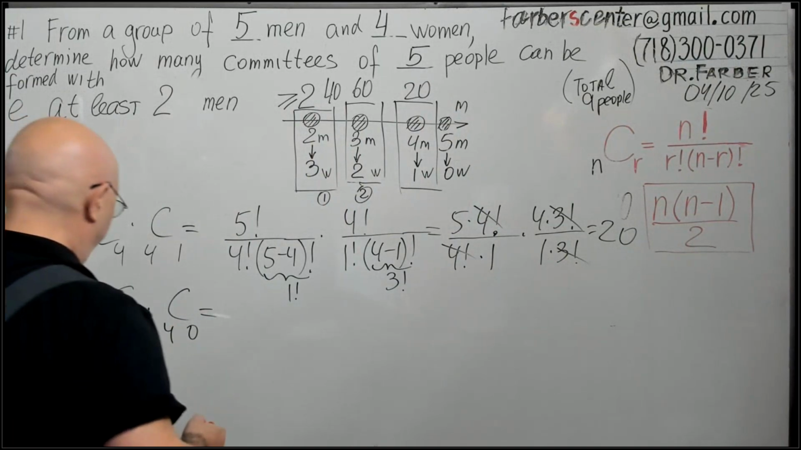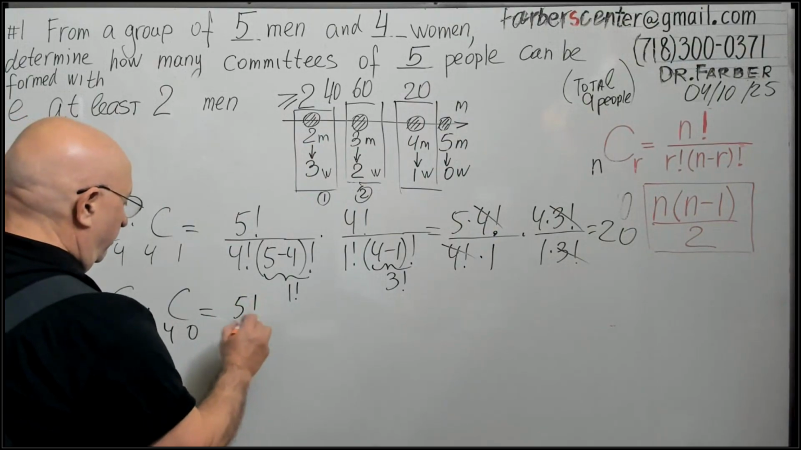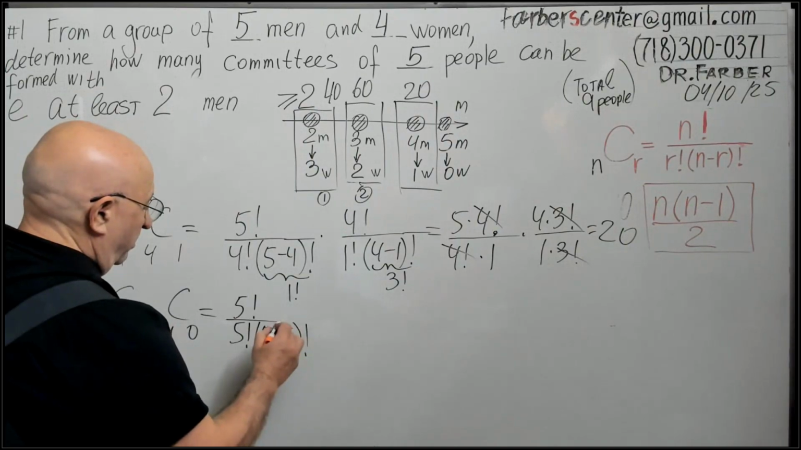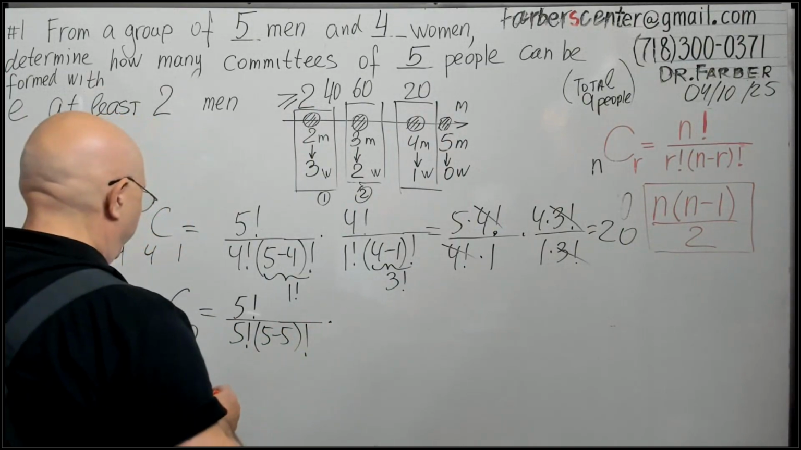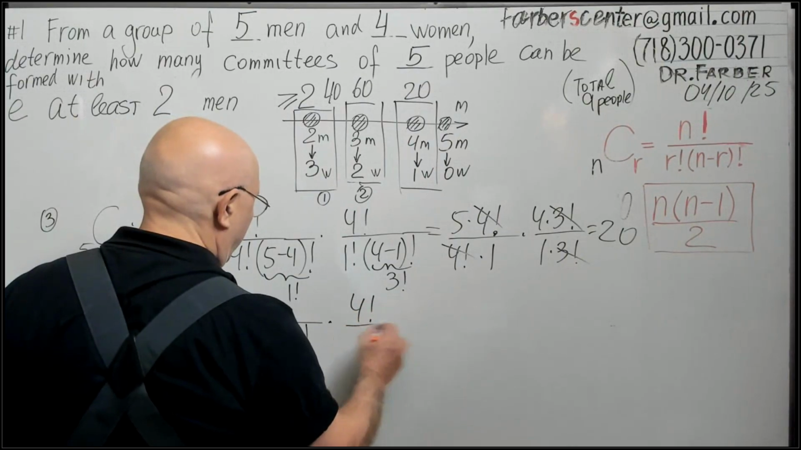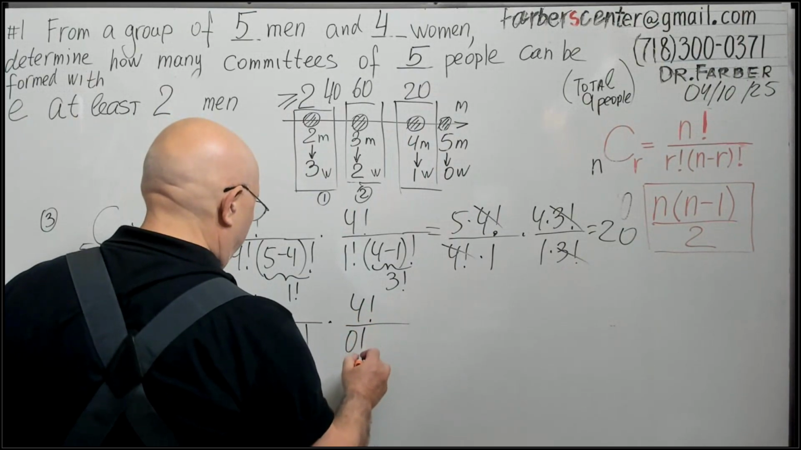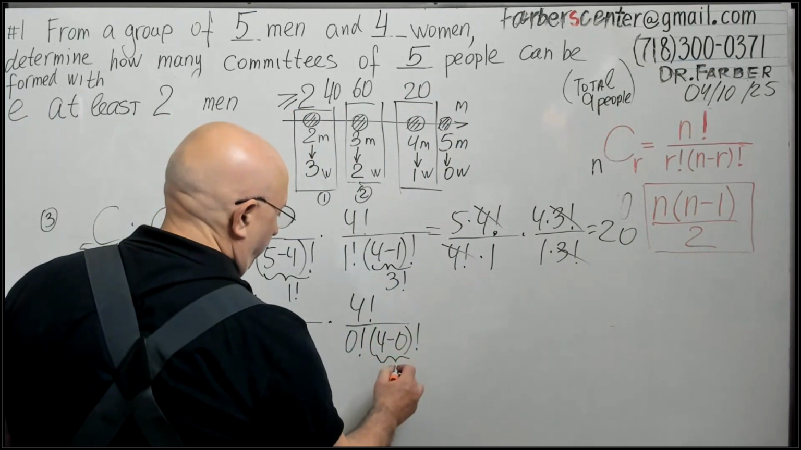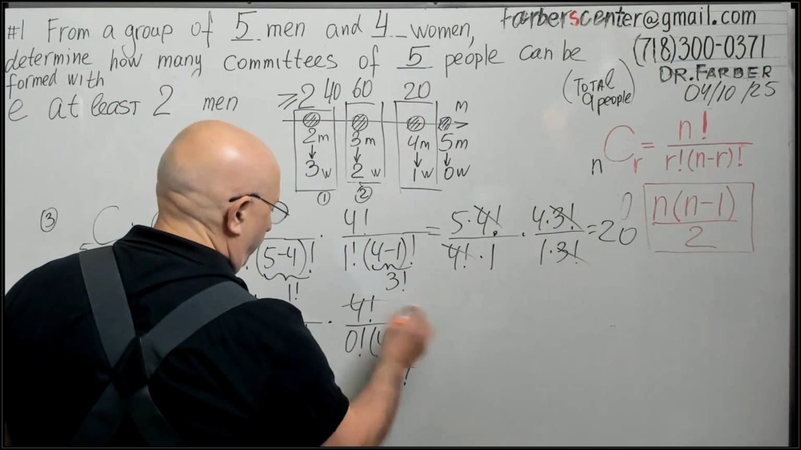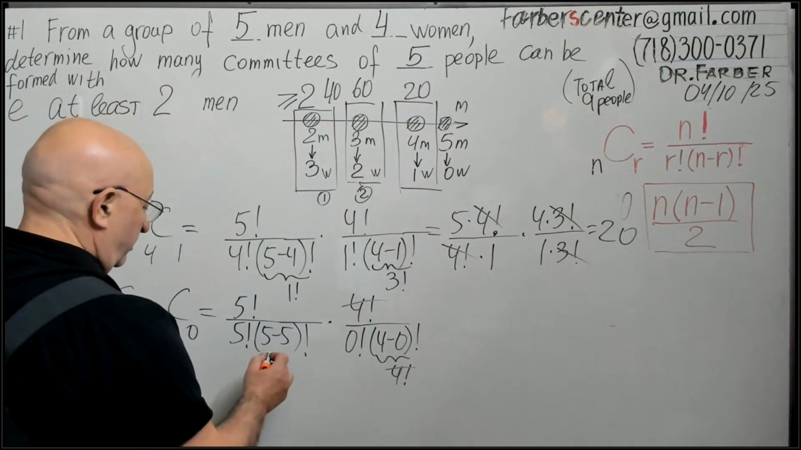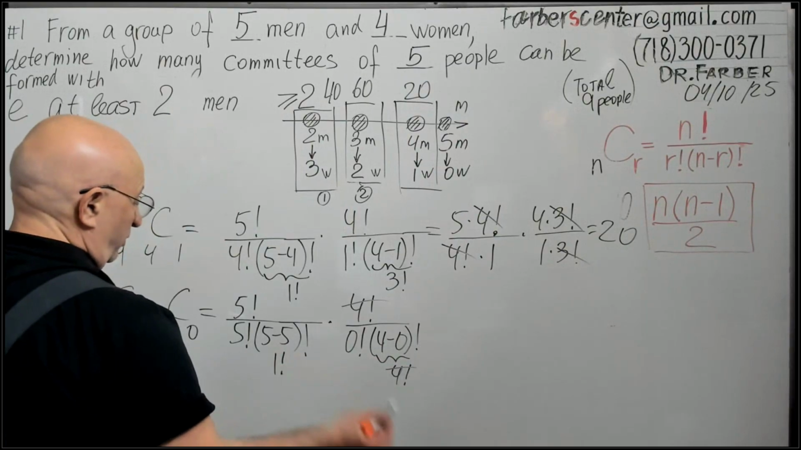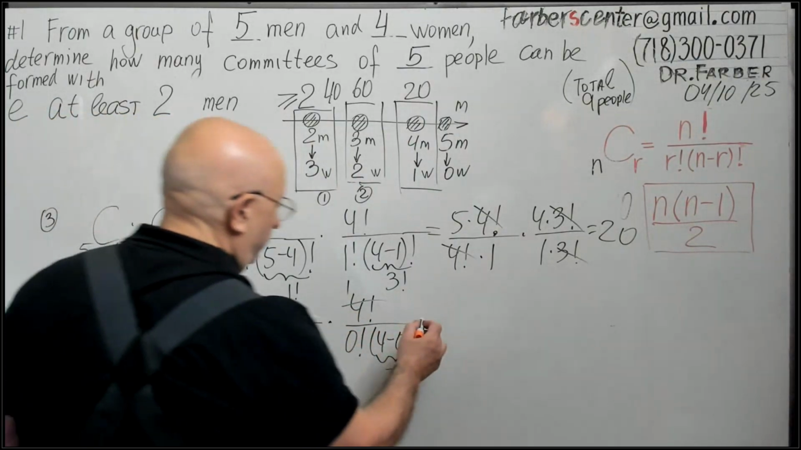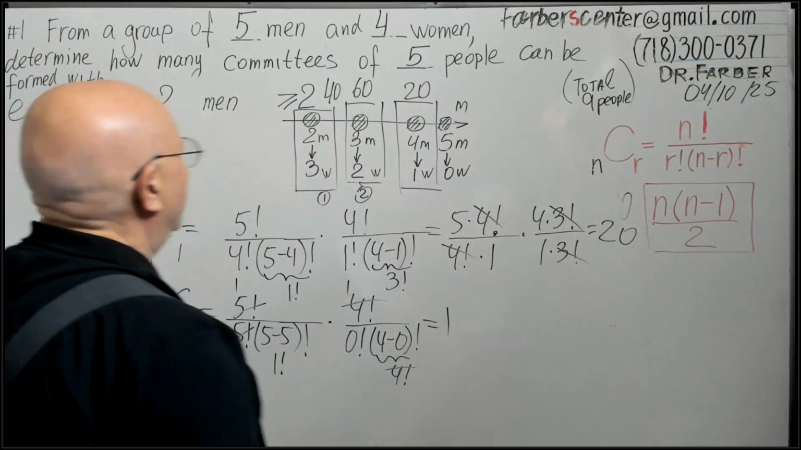You know this is 1, right? But anyway, 5 factorial divided by 5 factorial by 5 minus 5 factorial. Multiply by 4 factorial, divide by 0 factorial, which is 1, and 4 minus 0 factorial. This is 4 factorial. 4 factorial cancels out. This is 1 factorial. 1 factorial is 1. Cancel out, this is 1. 1 times 1 is 1.